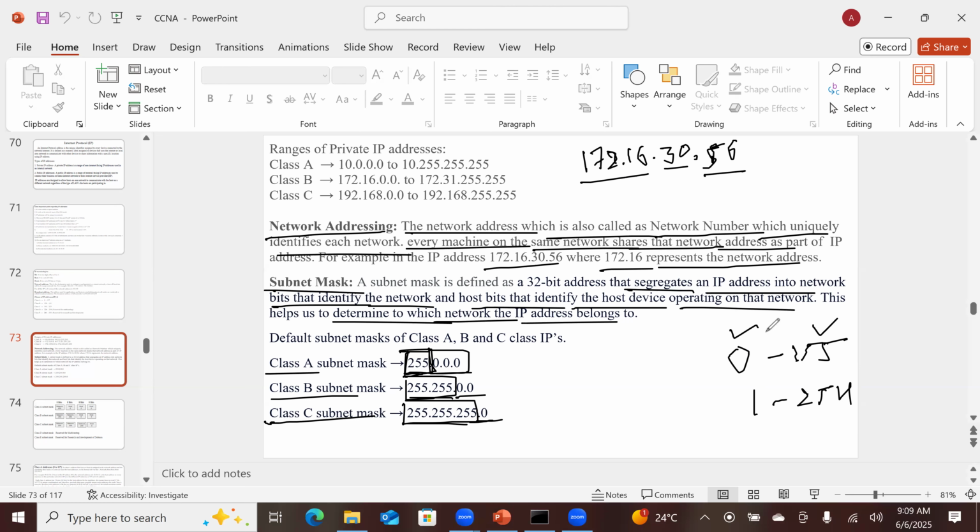If I give 0, it goes to the network. If I give 255, it goes to the broadcast. So that's the reason, if you want a valid IP address to assign to a particular host, you have to use a number between 1 and 254. Am I clear? Clear? Okay. Any question online?